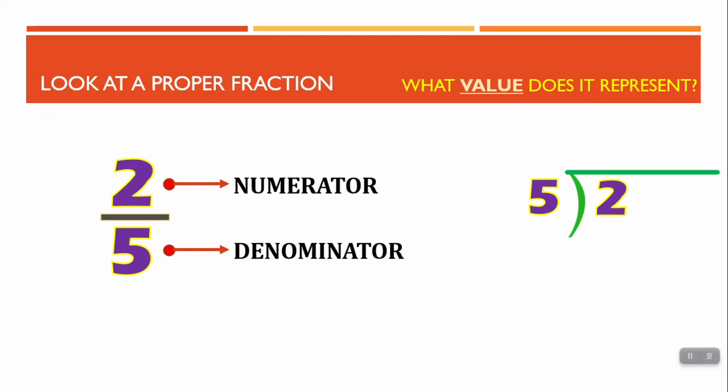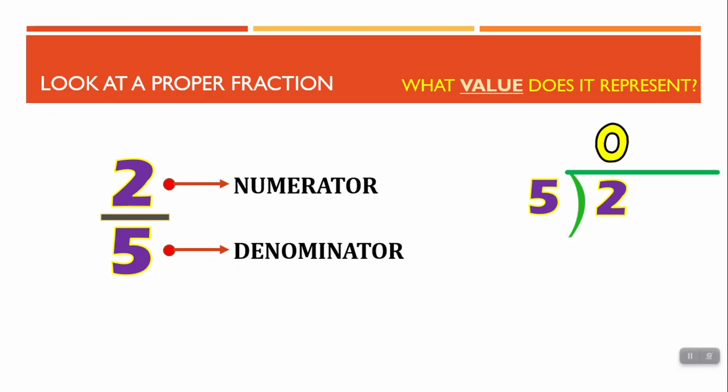Now dividing means trying to make groups out of the number present. We need to know how many groups of 5 we can make out of 2. And we know that we cannot make a group of 5 if there are only 2 objects. And so 5 into 2, or 2 divided by 5, is 0.